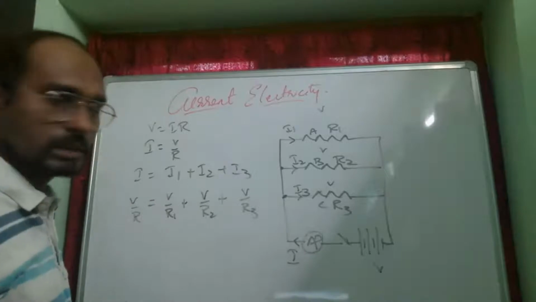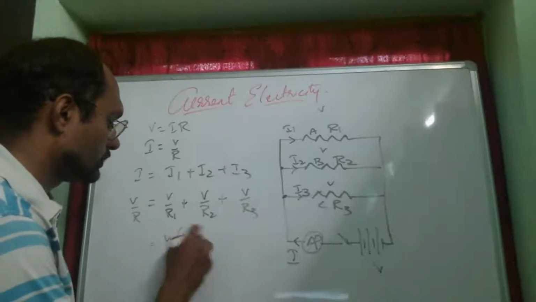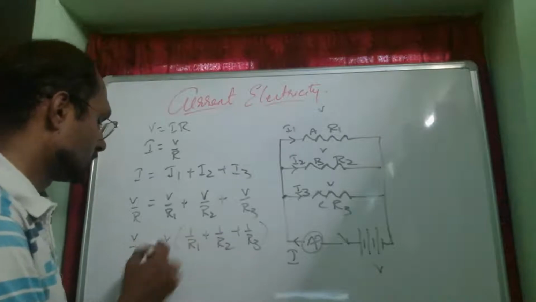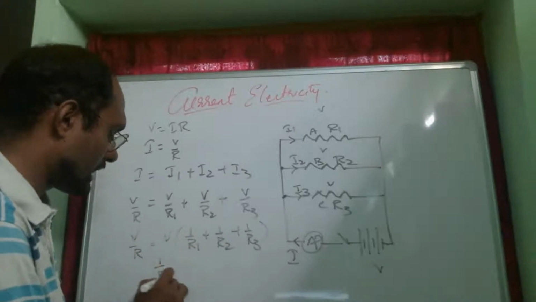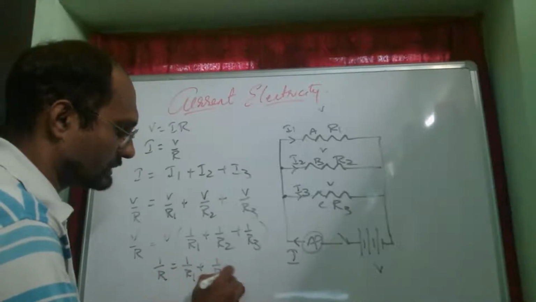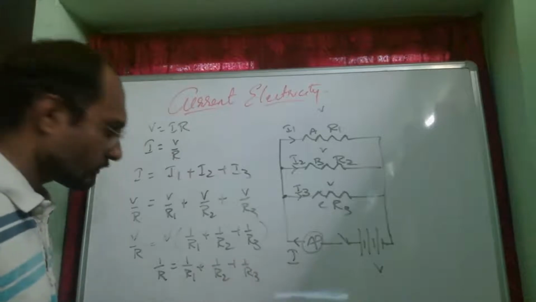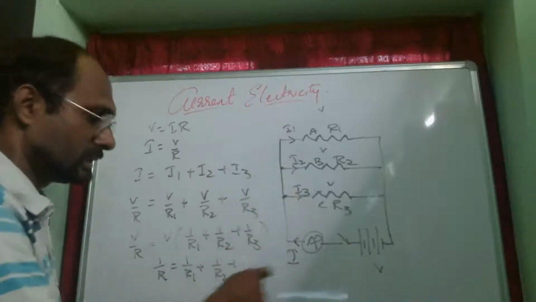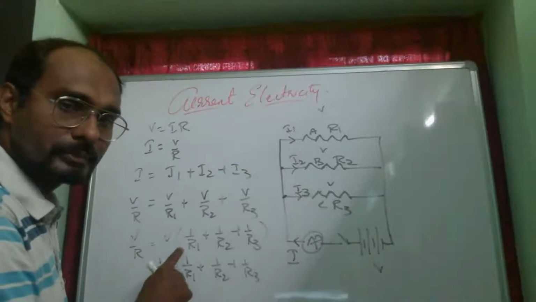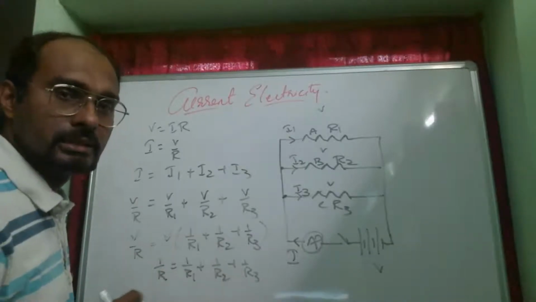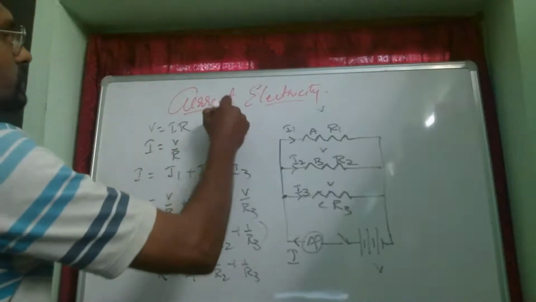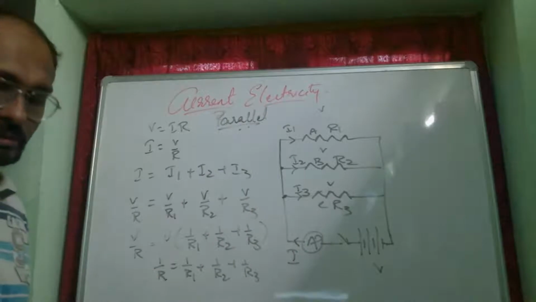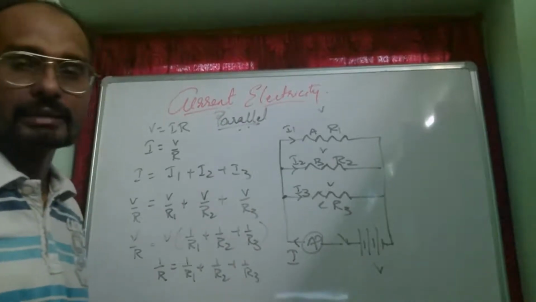And now I take V as a common term. V into 1 by R1 plus 1 by R2 plus 1 by R3. That is V by R. Now V and V get cancelled. I get 1 by R is equal to 1 by R1 plus 1 by R2 plus 1 by R3. That means the reciprocal of the equivalent resistance of resistors connected in parallel is equal to the sum of the reciprocals of individual resistances. So this is the equivalent resistance in the parallel combination. So this is the equivalent resistance in series and parallel combination.